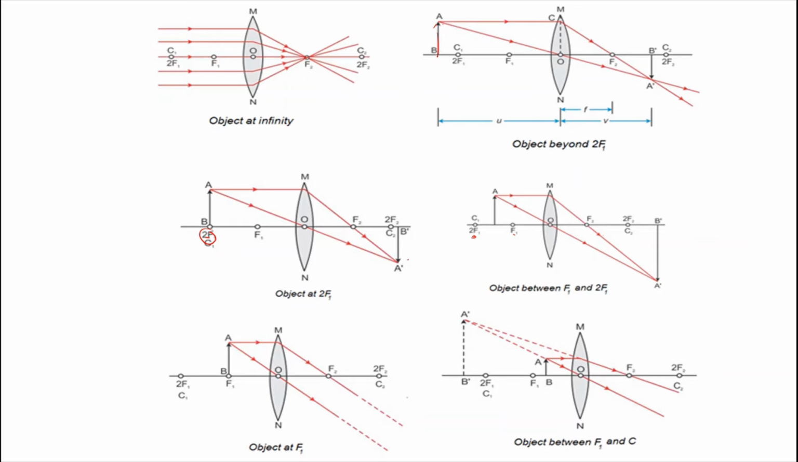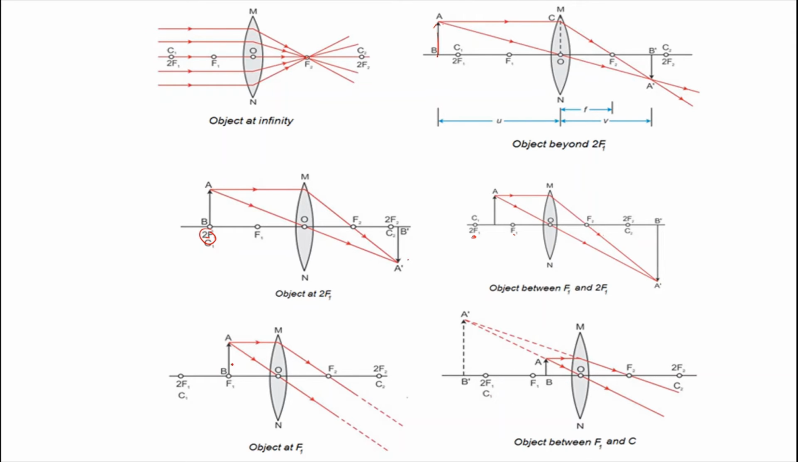Now if you bring it very close to or at the focus, the rays go parallel, and hence no image is formed, or very blurred images, or very enlarged images. So we can say that there is no image formed when the object is at the focus.